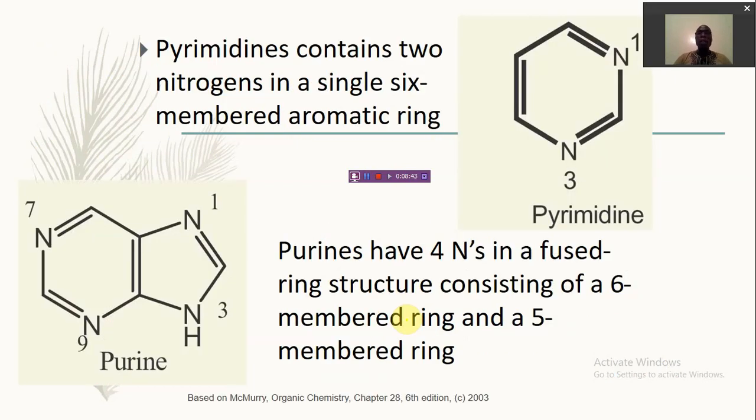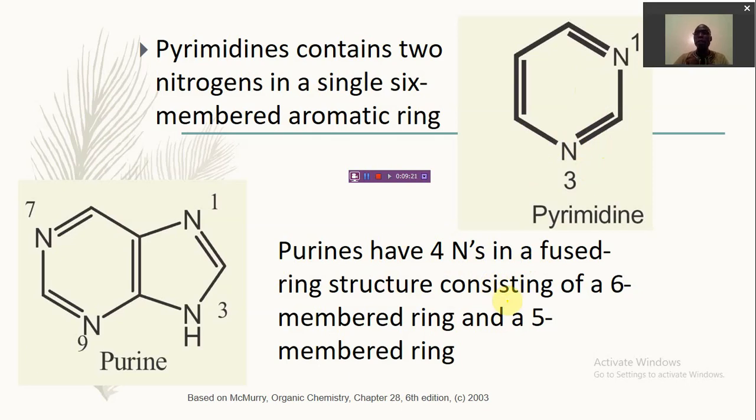Now, pyrimidines contain 2 nitrogens in a single 6-membered aromatic ring. We mean such a type of ring, which we call an aromatic ring, and it has 2 nitrogen atoms in the ring. Now, purines have 4 nitrogens in a fused ring structure consisting of a 6-membered ring and a 5-membered ring.